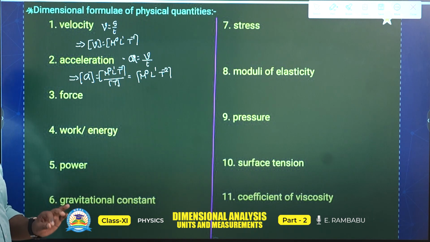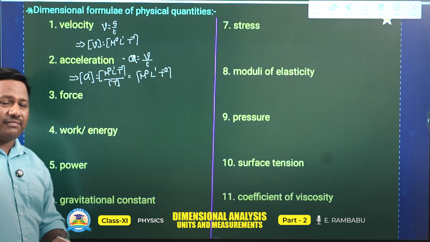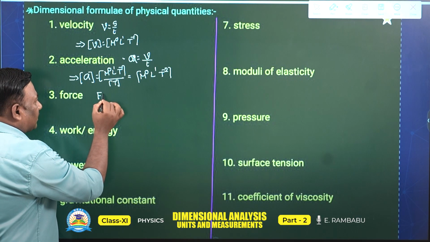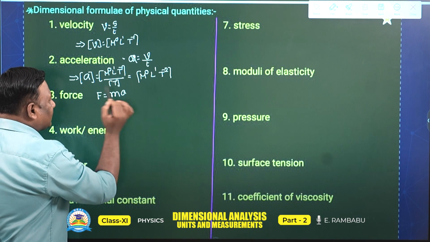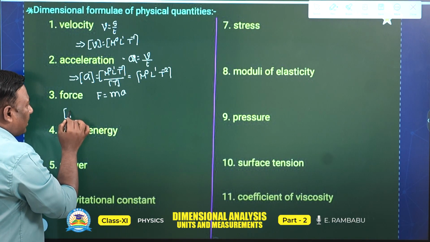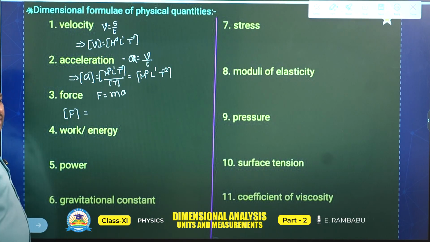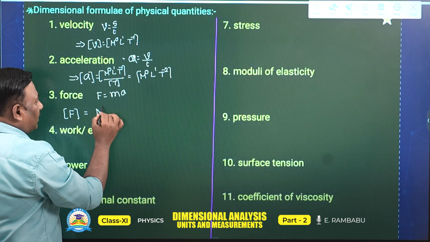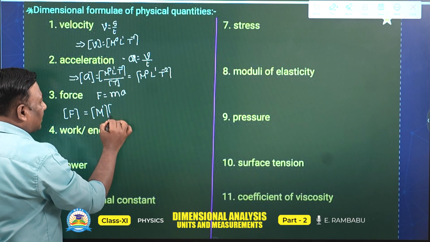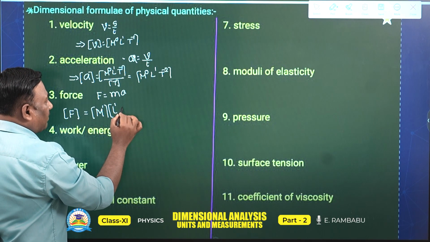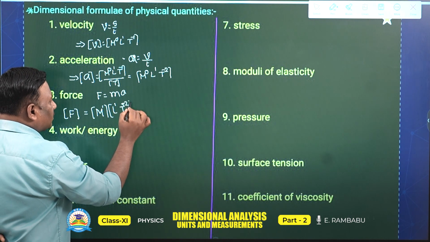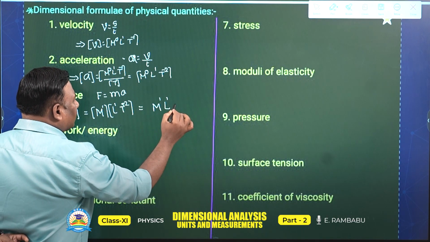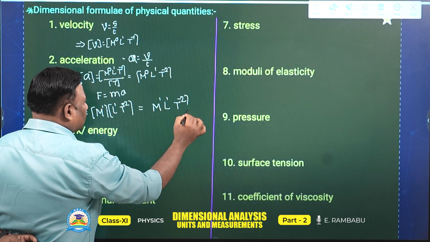With the basic formula, we will derive its dimensional formula. Next one is force. Here, the actual formula for force is nothing but mass into acceleration. Now we will take the dimensional formula for the force. Dimensional formula of force is nothing but, here mass dimensional formula is M to the power 1, acceleration dimensional formula is L to the power 1, T to the power minus 2. Therefore, force dimensional formula is M to the power 1, L to the power 1, T to the power minus 2.